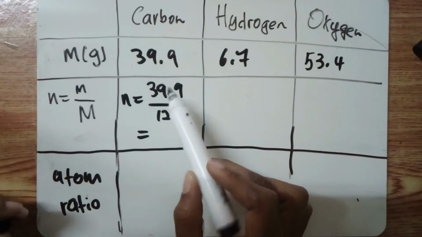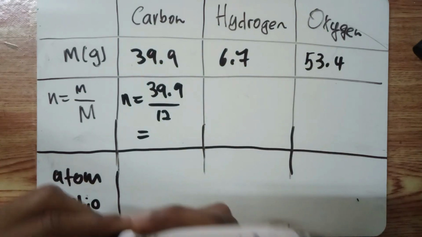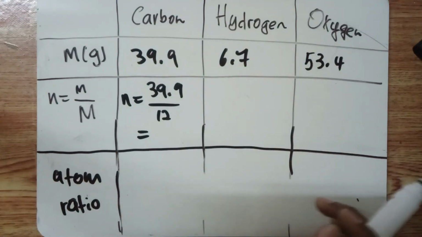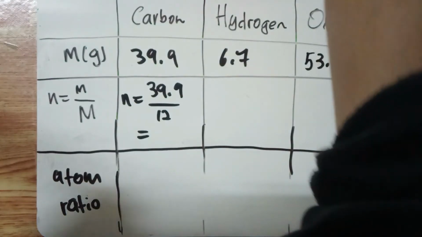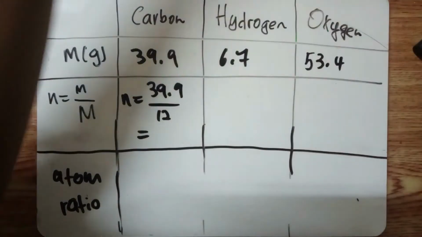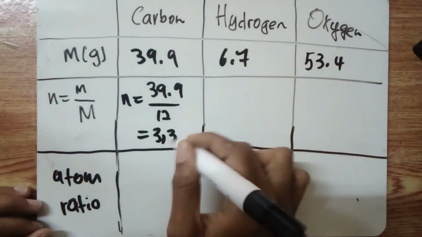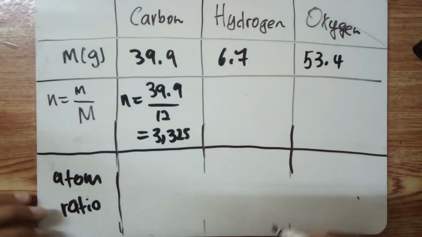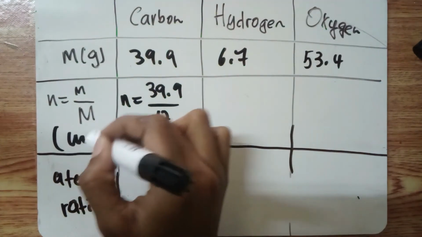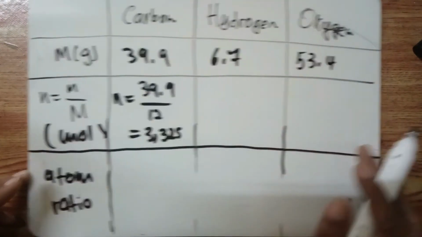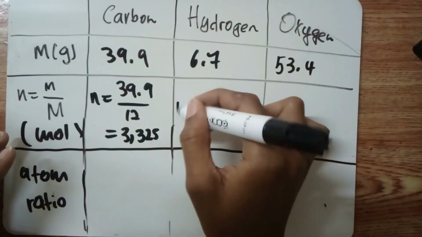So where we say 39.9 divided by 12, it's going to give us 3.325 moles, right? So this is measured in moles. And then you can do the same thing for the other elements.